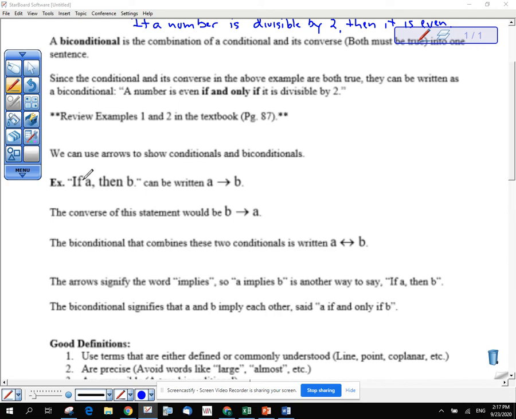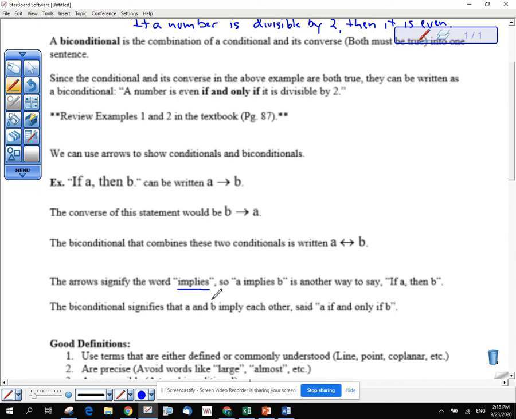All right. So here's the thing. A conditional, like if A then B, whatever A is, whatever B is, it's just standing in there for hypothesis and conclusion, can be written with an arrow, A arrow B, okay? And then the converse of this statement would be B arrow A. The arrow is the word implies. That's what this says down here, okay? The arrow signifies that it's the word implies.